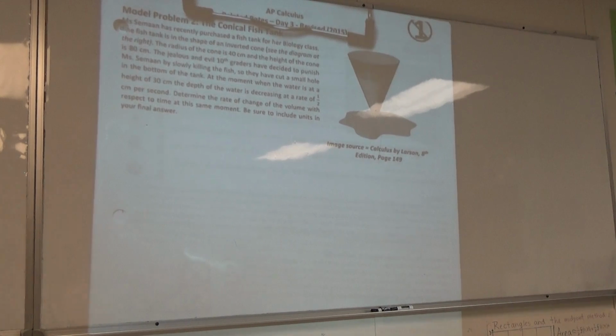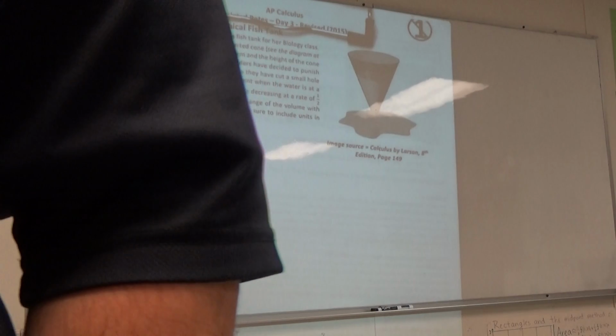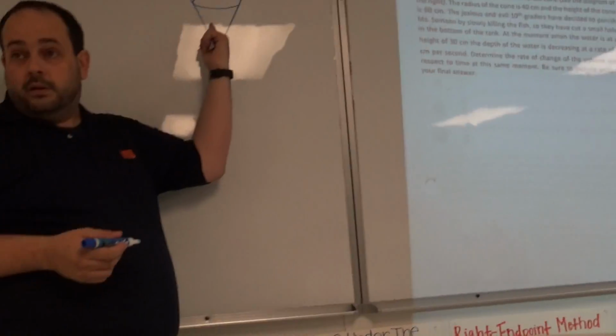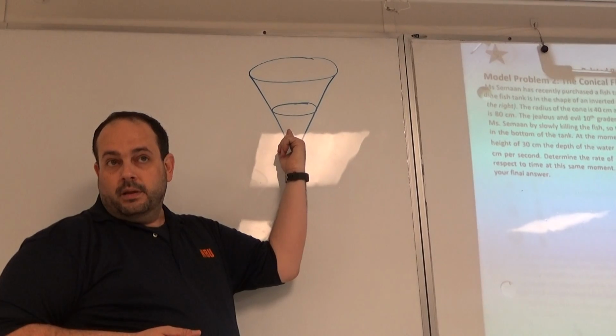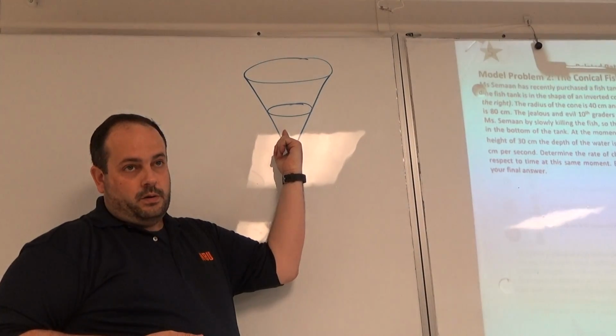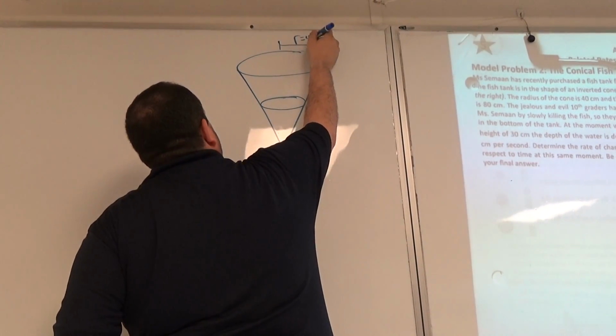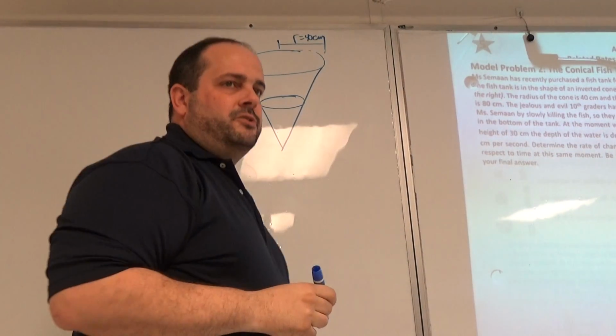Let's get some hands. What do you know for sure? The radius is 40 centimeters. Now, always or sometimes? Always. But here's the thing I want to be really careful about. That radius of 40 centimeters isn't the radius of the water. It's the radius of the cone. So we're saying that this guy up here has a radius of 40 centimeters, and that's always true.